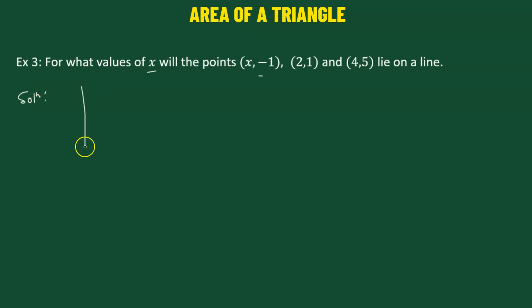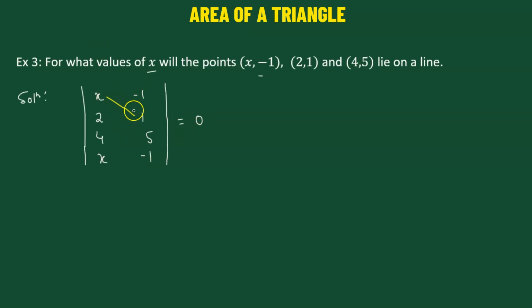All we have to do is take the magnitude, and within the magnitude, we'll start with x and -1. In the next row, we have 2, 1. Then in the third row, we have 4, 5. Since we started out with the point x, negative 1, we'll end up with x and negative 1 in the last row. This must be equal to 0. So let's compute the value.